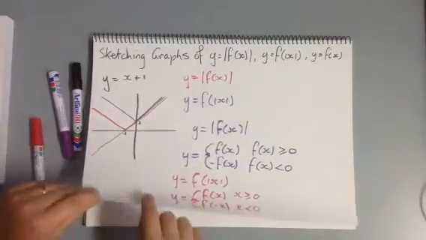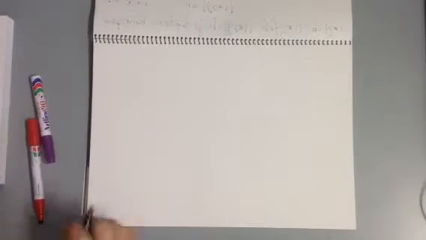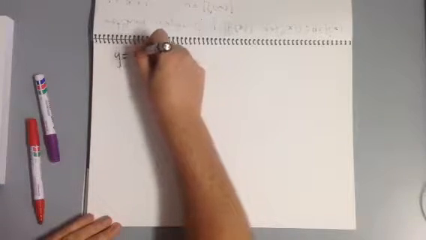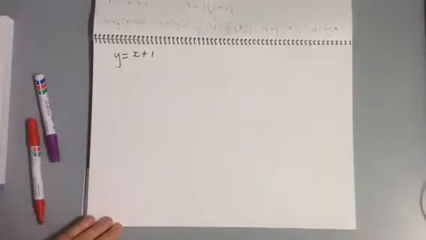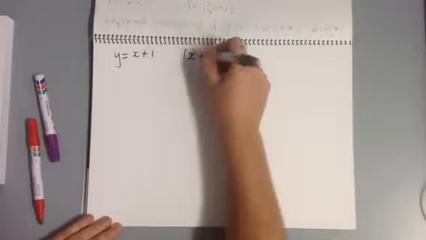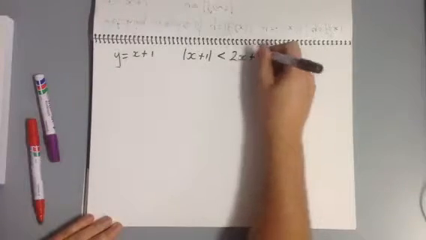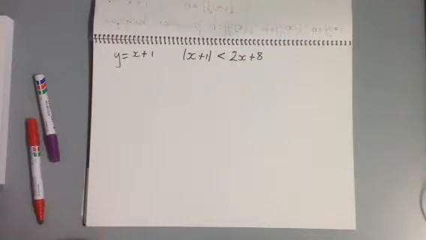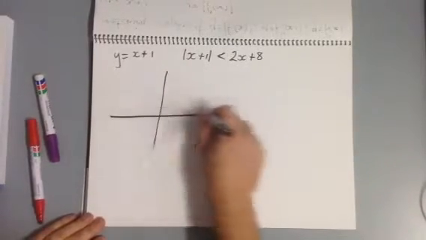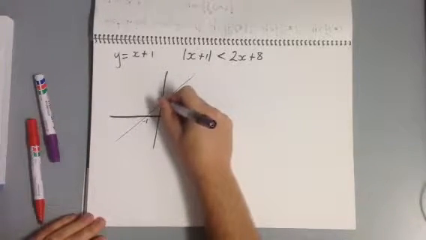Okay. So we'll have a look at another worked example, and this time we'll look at how we solve inequalities. So what we're looking at is we have two functions, y equals x plus 1, and we want to use that function to solve when the modulus of x plus 1 is less than 2x plus 8. So what we need to do is initially sketch this function. Do some axes. Okay, we know we're going to be like that.